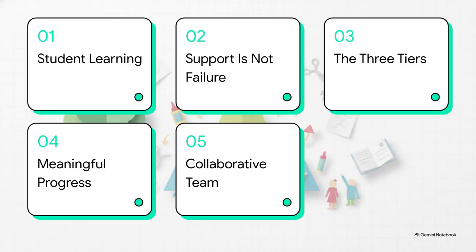Okay, let's dive into this roadmap. First, foundation of student learning. Second, support is not failure. Third, the 3 tiers explained. Fourth, monitoring for meaningful progress. And finally, a collaborative team effort.